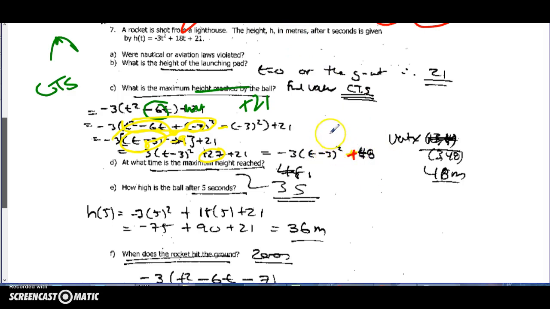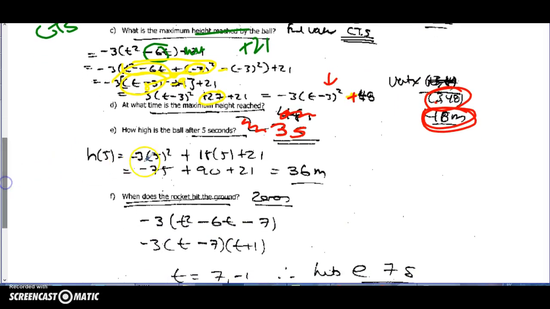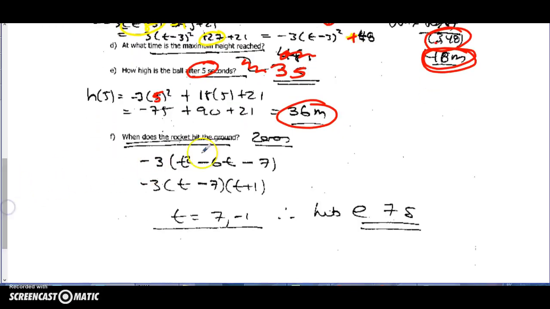So there is my equation. I have a vertex then of (3, 48), which means that my maximum height is 48 meters, and that takes place at 3 seconds. That's like an arrow there. So my max is 48 at 3 seconds. Okay, where am I at 5 seconds? I sub 5 into the equation and I get 36 meters. Okay, that's simple.